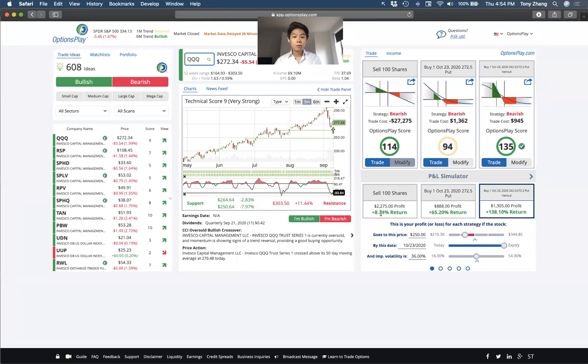So as you can see here, if you had shorted 100 shares of that stock, you're looking at about an 8% return, which is not bad for a stock going down 8.5% in just a month and a half. But if you had bought a put option, you're looking at a 65% return. You're risking $1,300 to try to make roughly $888. That's a 63% return.